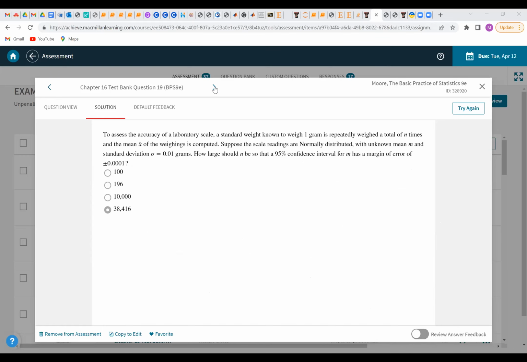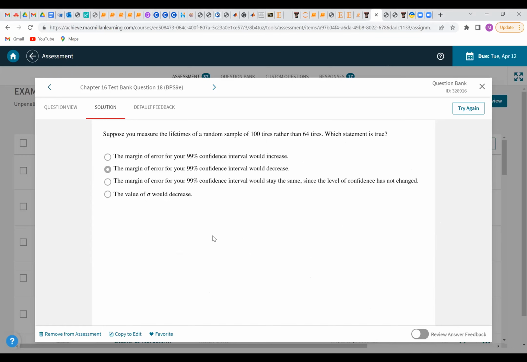Okay, so let's move to the next one. Here, suppose you measure the lifetimes of a random sample of 100 tires rather than 64 tires. Which statement is true? So previously the sample size was 64, now the sample size is 100. So what will happen to the margin of error for a fixed confidence level?